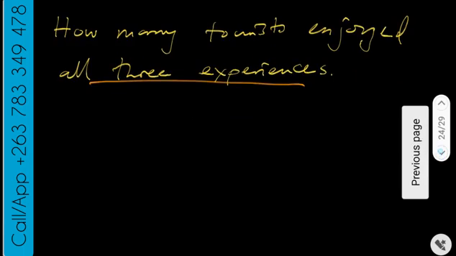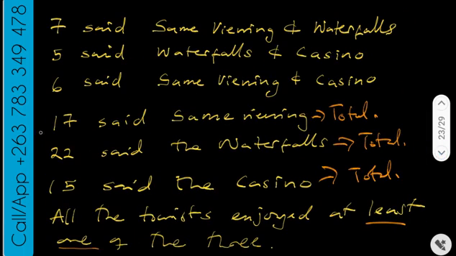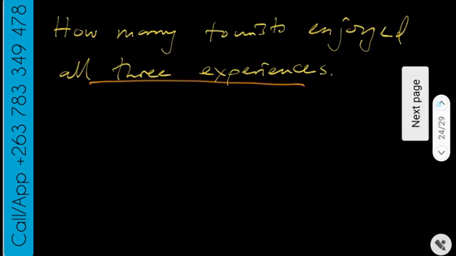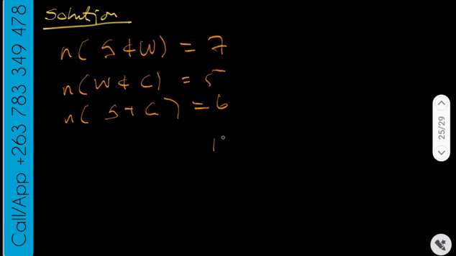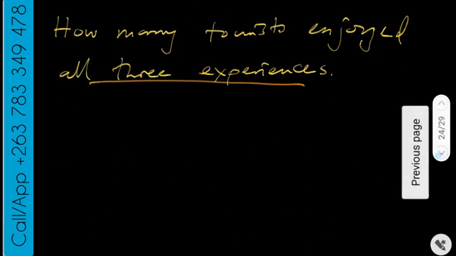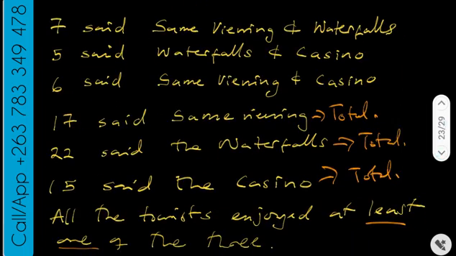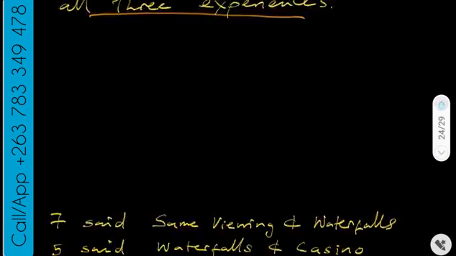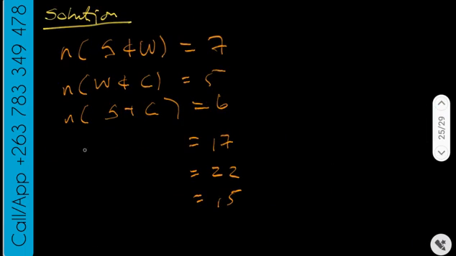From there, 17 said they enjoyed game viewing, 22 waterfalls, and 15 casino. So you have 17, 22, 15. And what's the order there? Game viewing, waterfalls, casino. Number of those who liked game viewing. Number of those who liked waterfalls. Number of those who enjoyed the casino.